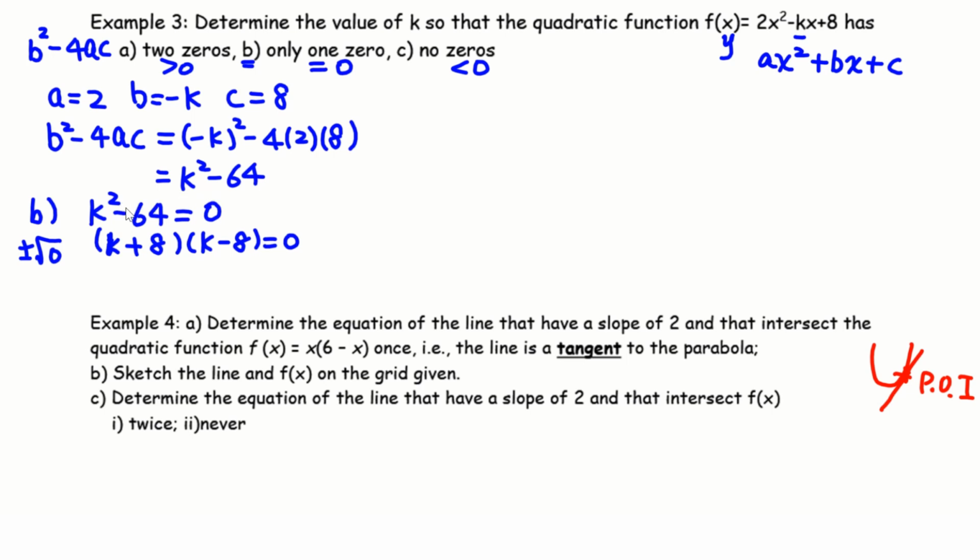You could move the negative 64 to the other side. You will have k squared equals positive 64. Then square root both sides. You will have plus minus 8. And with factoring, you also get k equals negative 8 and k equals positive 8. The zeros will be opposite to the number inside the bracket, or you could use k plus 8 equals 0, k minus 8 equals 0. So k equals negative 8, k equals positive 8, you will have only one zero.